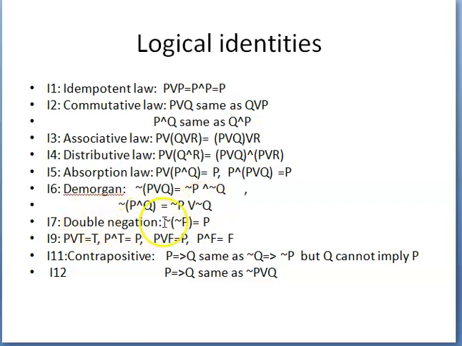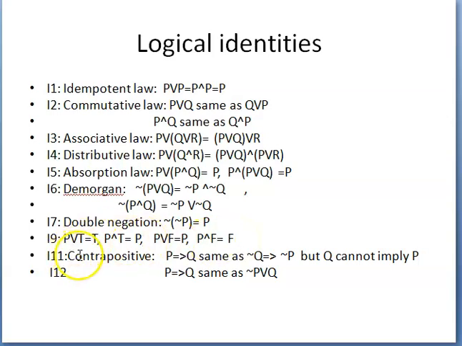Then we have double negation. Double negation will absorb itself. That means the negation will remove itself. Then we have the case where we or a proposition with true. T here stands for true, and similarly F stands for false. So if we or a proposition with true, we will get true, and if we and a proposition with true, we will get the proposition. Similarly, if we or a proposition with false, we will get the proposition itself, and if we and a proposition with false, we will get false only.